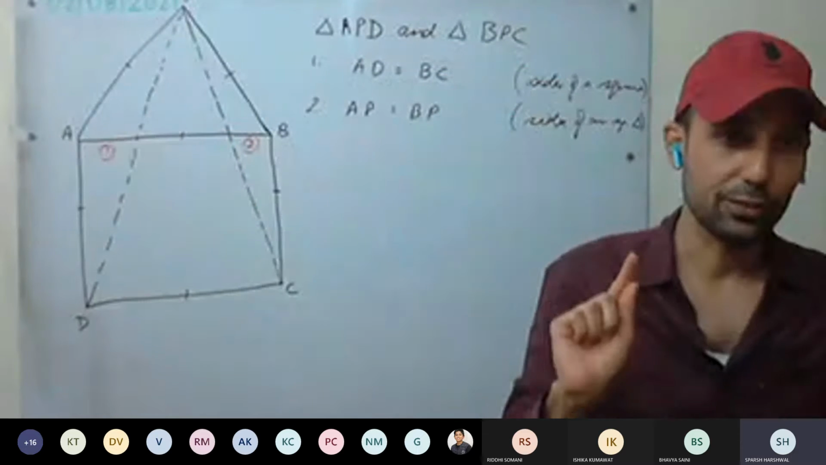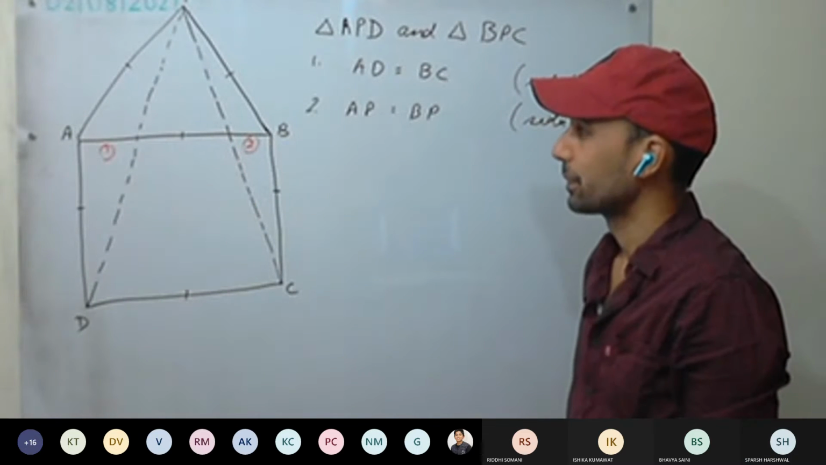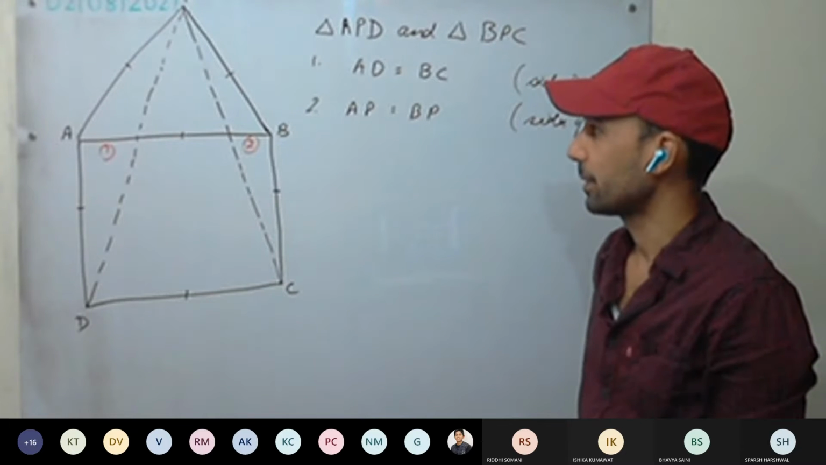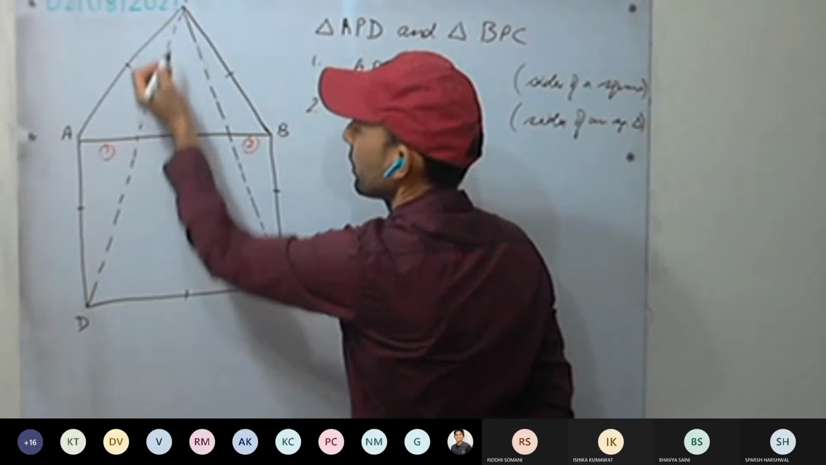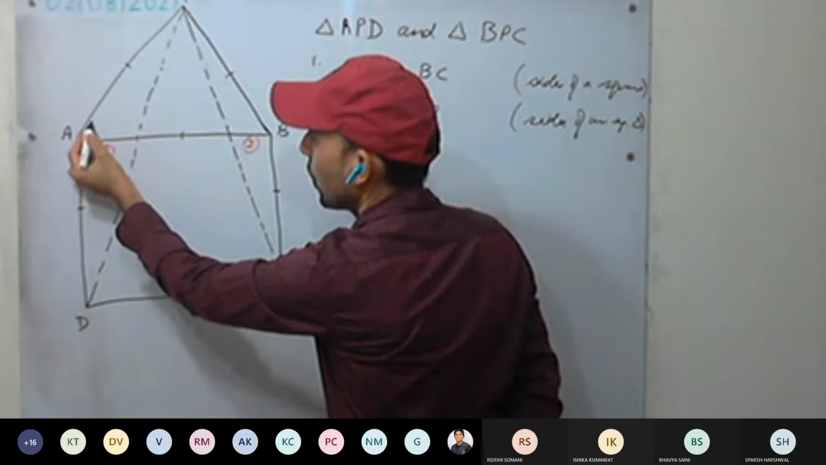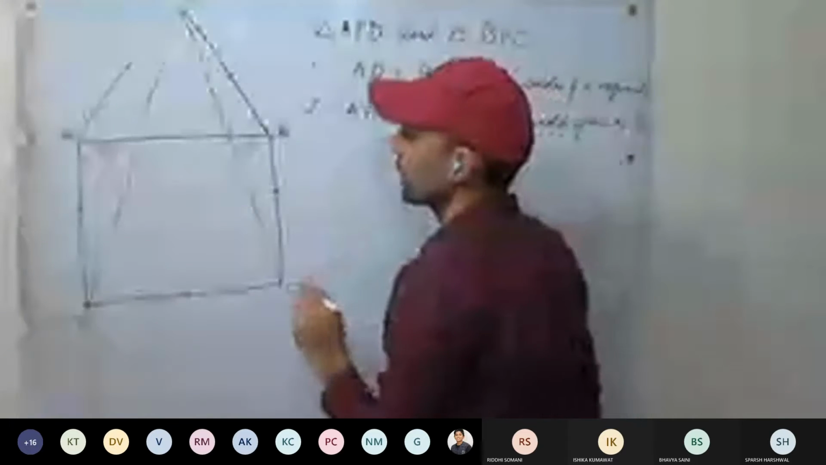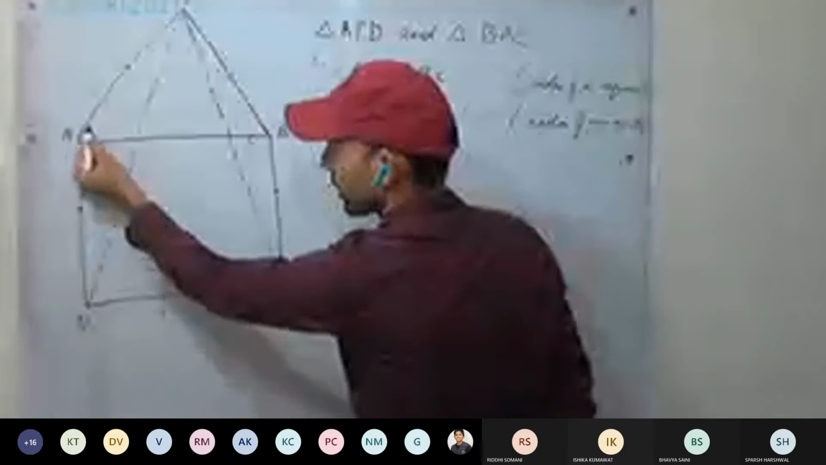It means one angle we have to take. Which angle are you going to take this time? Think and answer, everyone think about it. Which angle can we take? In this triangle, see here, which three angles are there? This angle, or this angle, or this angle. So which angle should we take?